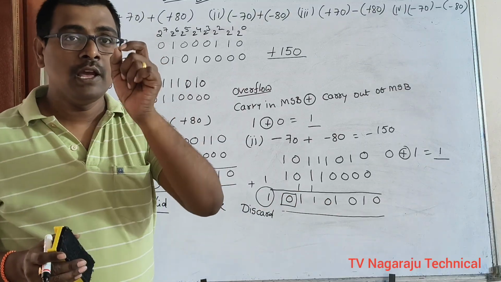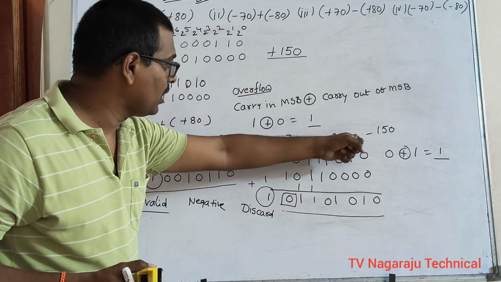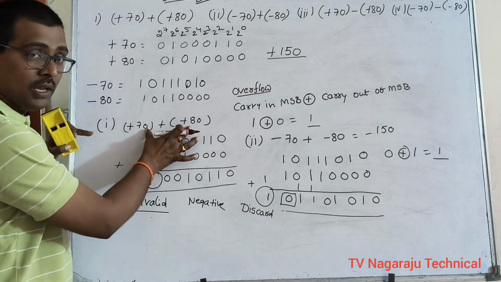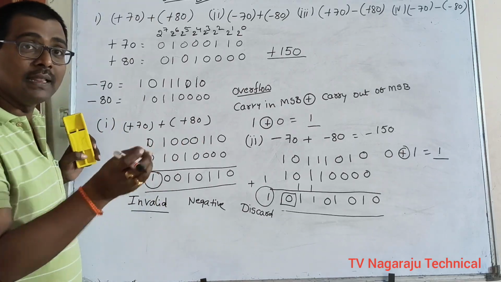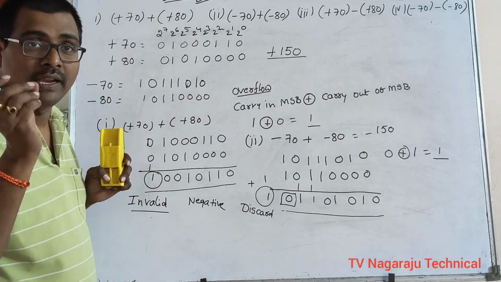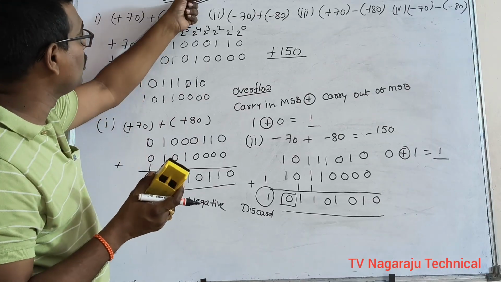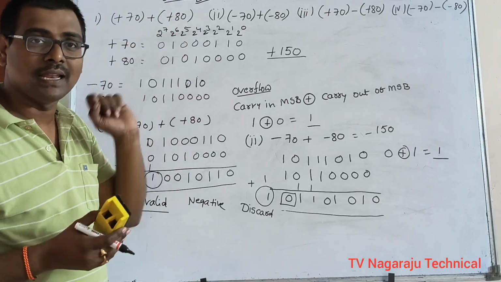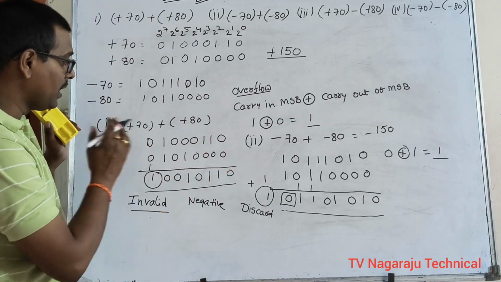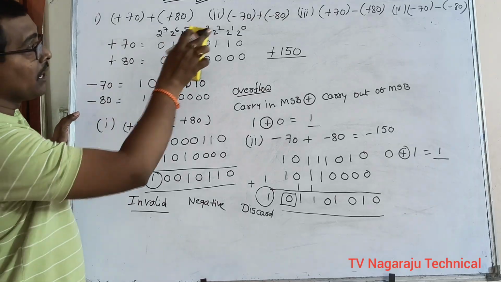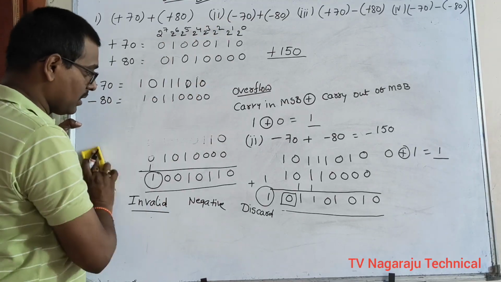You got the point? Whether it is positive or negative, if we do the same thing and overflow occurs, in the sense the result is invalid. Why? It is unable to fit in the 8 bits that are allocated. Now case 1 and case 2 are completed. Now move to case number 3.